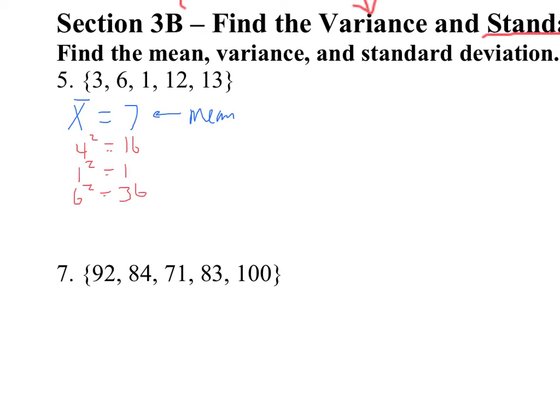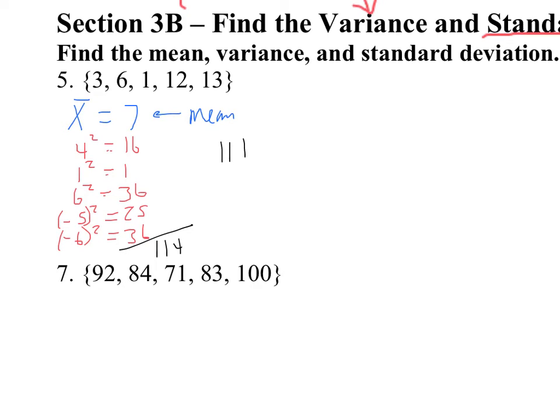7 minus 12 is a negative 5. I square that, and you'll always get positive numbers, that's why they square it. We get 25. 7 minus 13 is a negative 6, and I square that, and again we get 36. So that is taking the difference, you square them to get a positive number, and now we add them all up. If you add them up, you get 114.